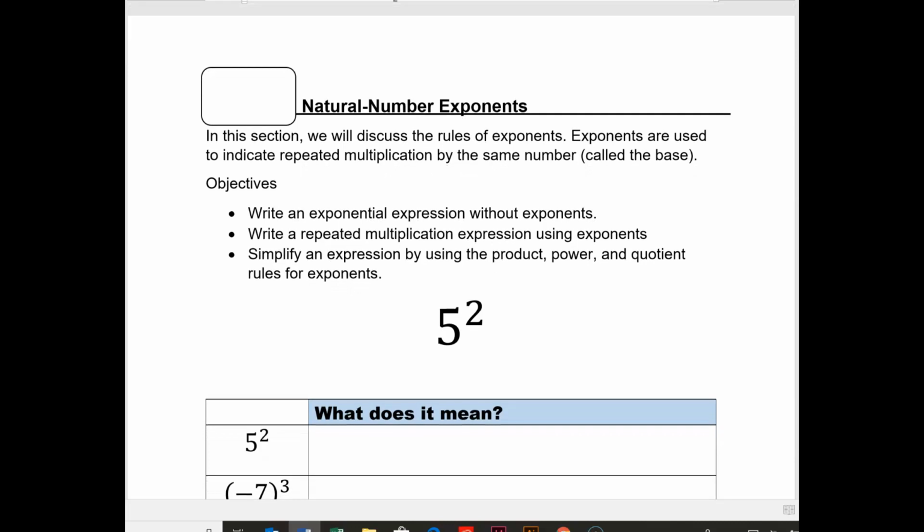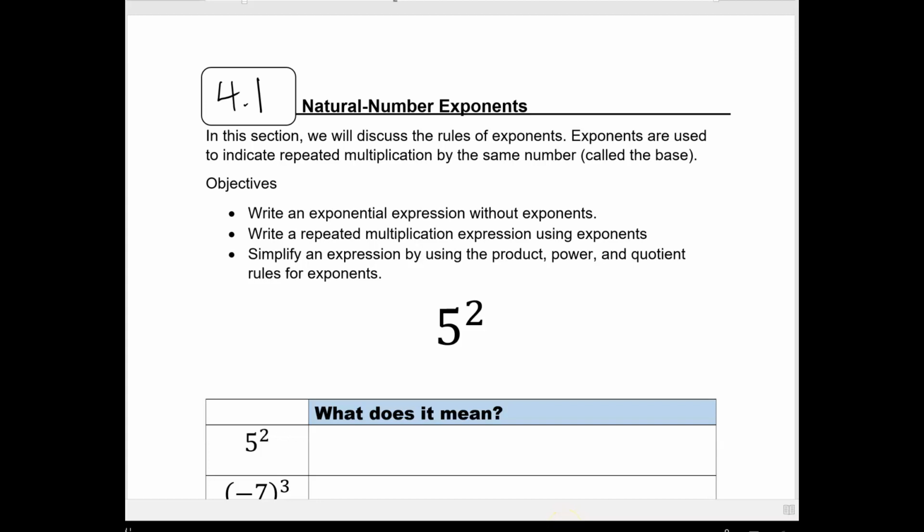So the first thing I want you to do is go ahead and put 4.1 in that box. In this section, we will discuss the rules of exponents. Exponents are used to indicate repeated multiplication by the same number, called the base. So let's go ahead and get started right away.